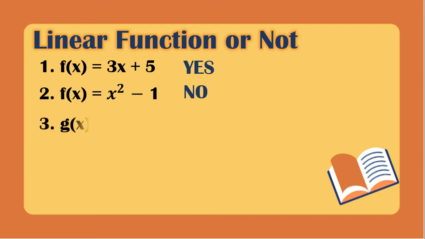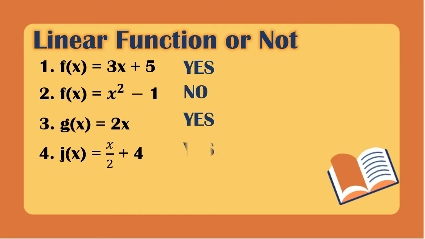Number 3, g of x is equals to 2x. Is it yes or no? It is a yes. Even though it doesn't have the y-intercept or the b, it is still a linear function. Number 4, j of x is equals to x over 2 plus 4. This is still yes because it doesn't matter if it has a fraction or not. We only focus on the exponent of the x or the independent variable.